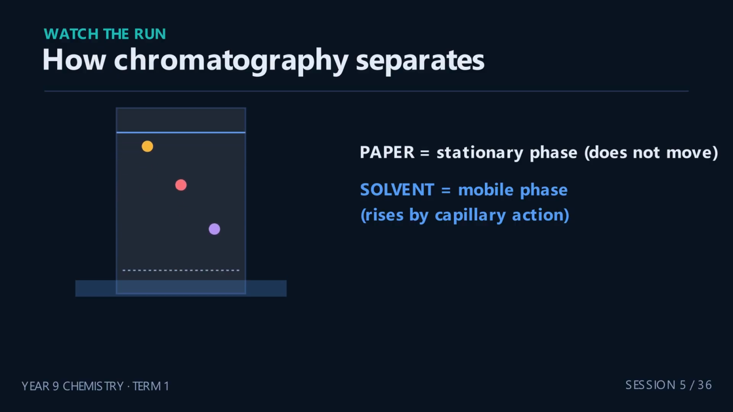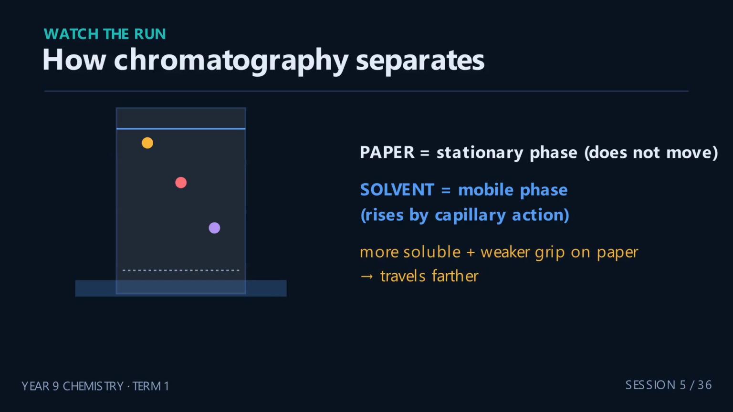A dye that is more soluble in the solvent and less strongly attracted to the paper travels farther up. A dye that grips the paper strongly stays low. Different attractions, different distances. That is the whole secret.